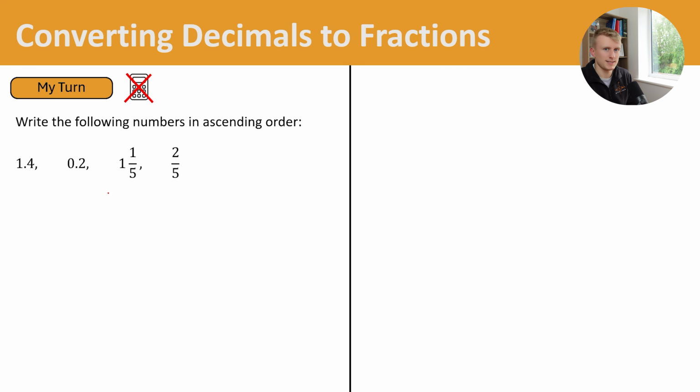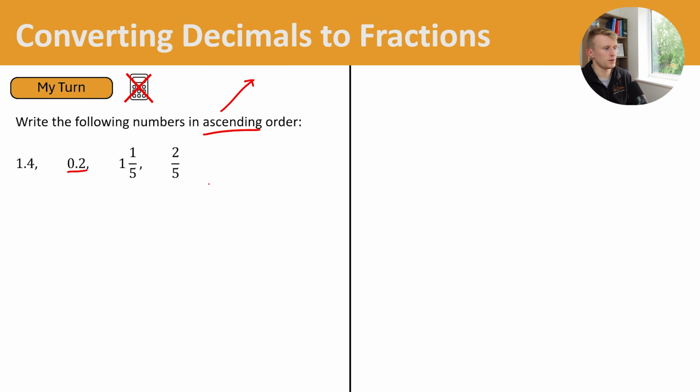And that's my answer. Our last example says write the following numbers in ascending order: 1.4, 0.2, 1 1/5, and 2/5. Ascending order means from smallest to largest. So if you imagine you're ascending a mountain, it means you're starting at the bottom and you're going to the top. And to do this, I want to convert them all into the same form. So I could either convert them all into fractions or into decimals. Because this lesson is about going to fractions, let's do that.